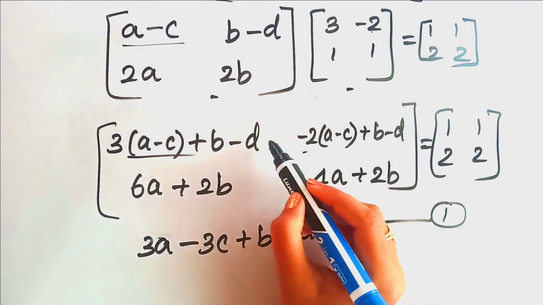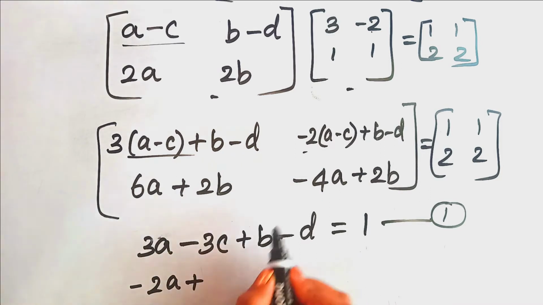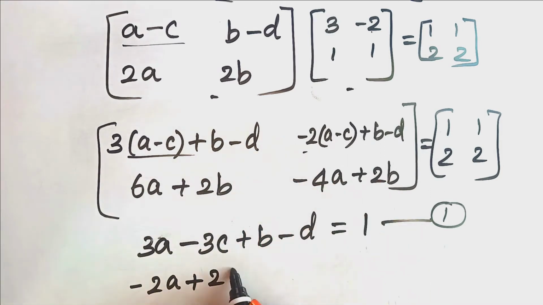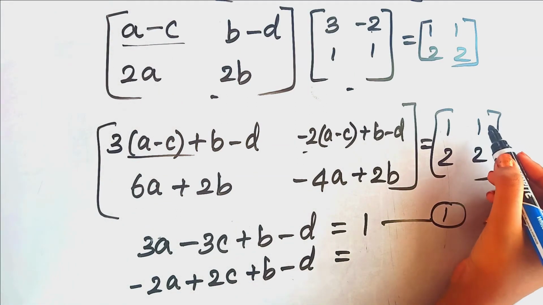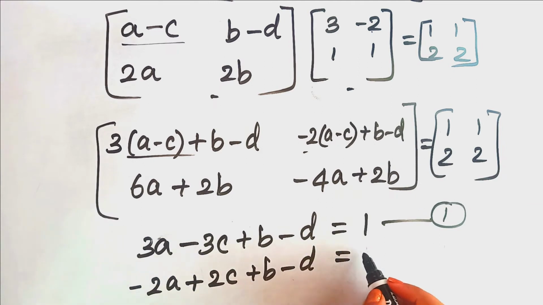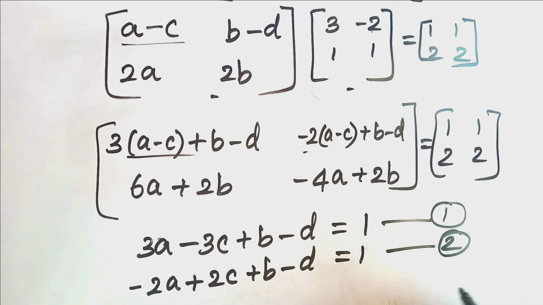And then let's take the first row and second element, which is minus 2 into A minus C. Let's multiply that inside, so minus 2A, and minus into minus it will be a plus, 2 into C it will be 2C, then plus B minus D, which is equal to the first row and second element, which is 1, so let's substitute 1 here. Therefore this is our second equation.